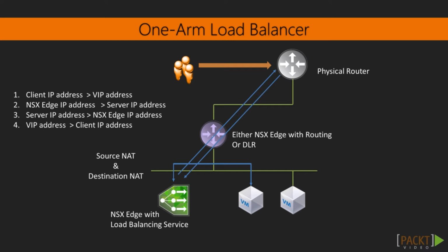From the load balancer, the NSX edge IP address accesses the server IP address in the backend, and the communication flow, the answer, is going exactly the other way around. So it flows from the backend server to the NSX edge IP address. Again, a source and destination NAT is performed, and the last step is the load balancer sends the answer back to the client IP address.